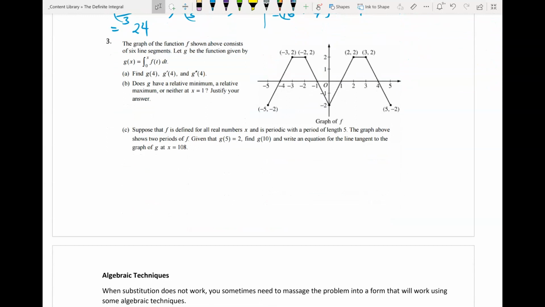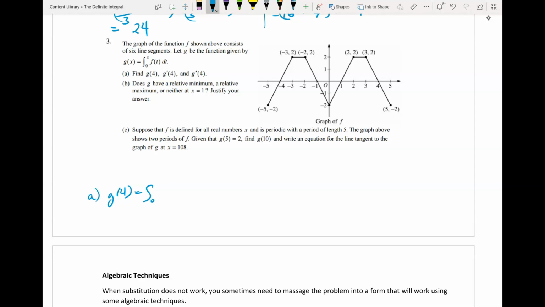Question 3 is an old exam question, so please maybe star it or take a note because it could show up on an exam again or something very similar. I don't have that much room here, so I'm going to answer some of these questions down here. Answer A down here. We want to find g of 4, g prime of 4, and g double prime of 4. So g of 4, I'm just going to use our equation that was given to us.